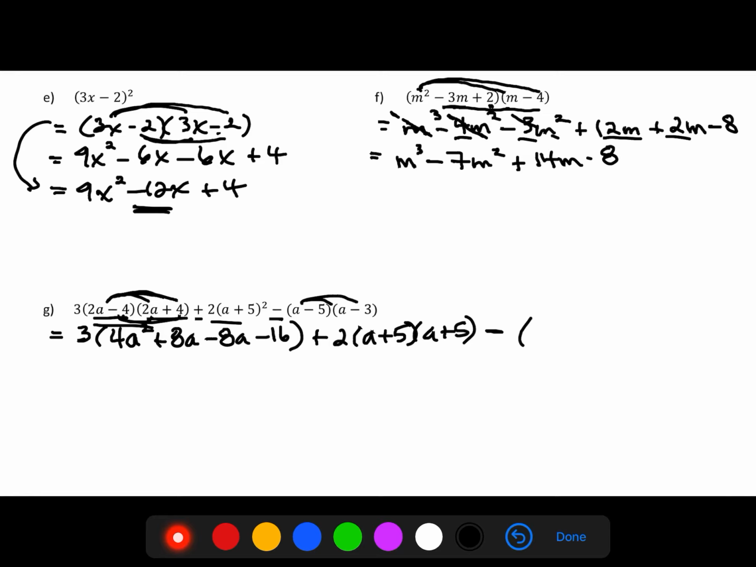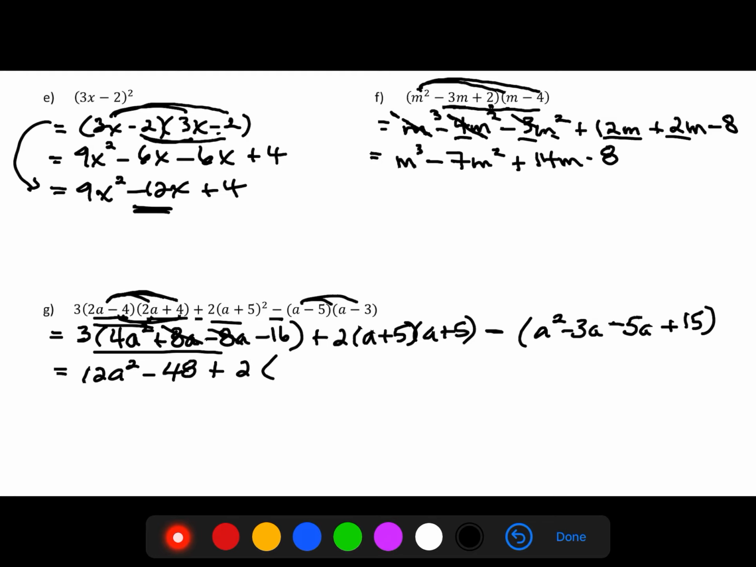Notice though, right now we're going to leave this in brackets because we're going to worry about multiplying our brackets together first without trying to figure out that minus. So we're going to have a times a is a squared minus 3a minus 5a, and our negative 5 times negative 3 means we're going to have plus 15. Well, now we're going to multiply this first set here by 3.